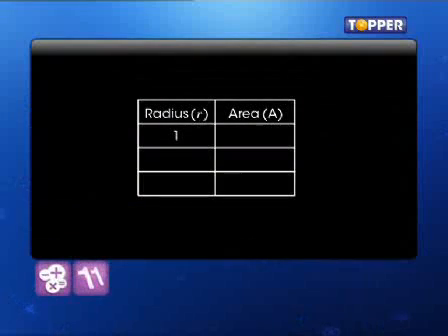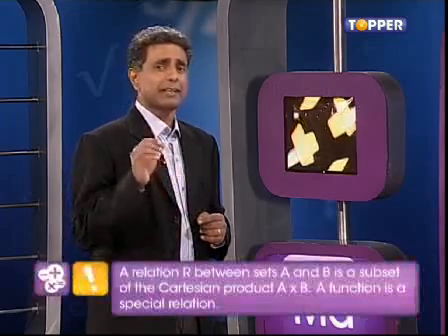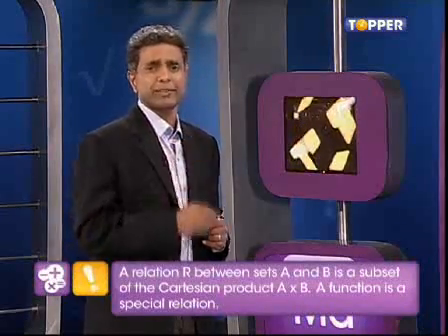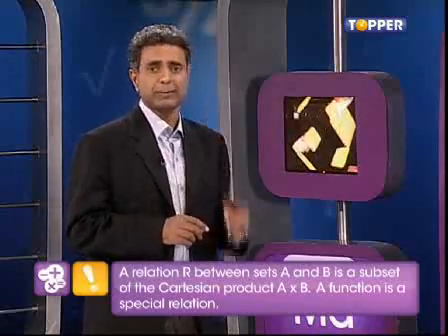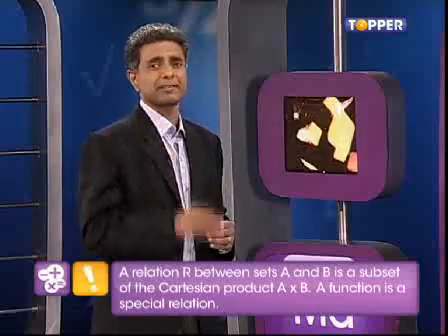These examples also include a rule which you get from the left column to the right column. The left column contains the variables that are to be combined to yield a corresponding value in the right column. And this rule is what we call a function. Remember, a relation R between the sets A and B is any subset of the Cartesian product A × B. A function is a relation but with a special restriction.